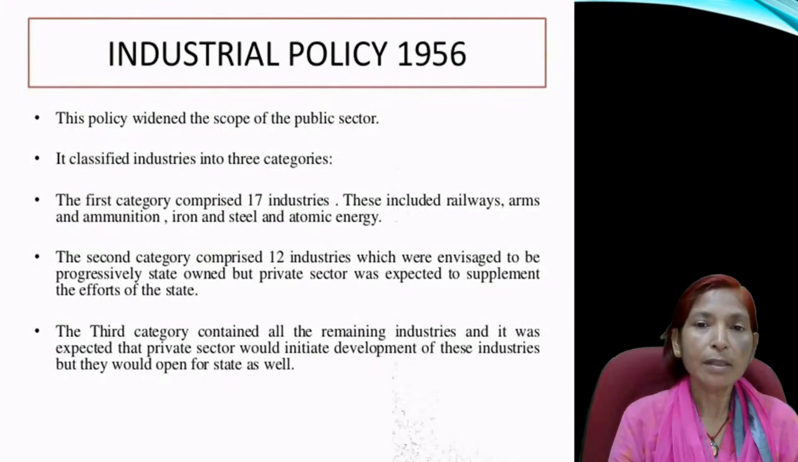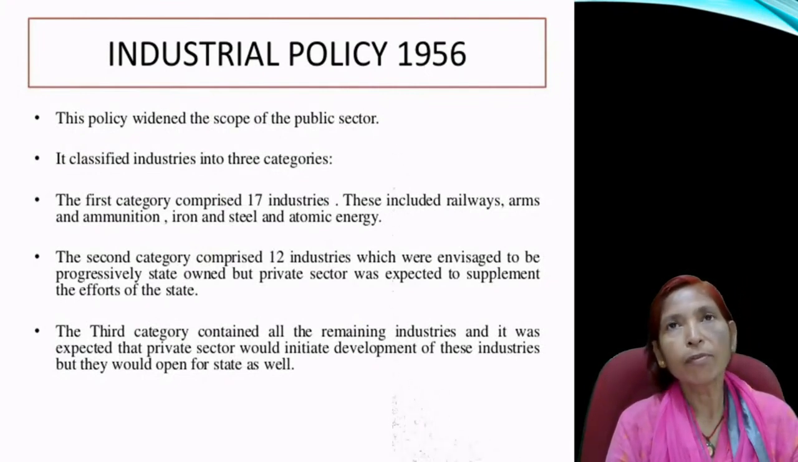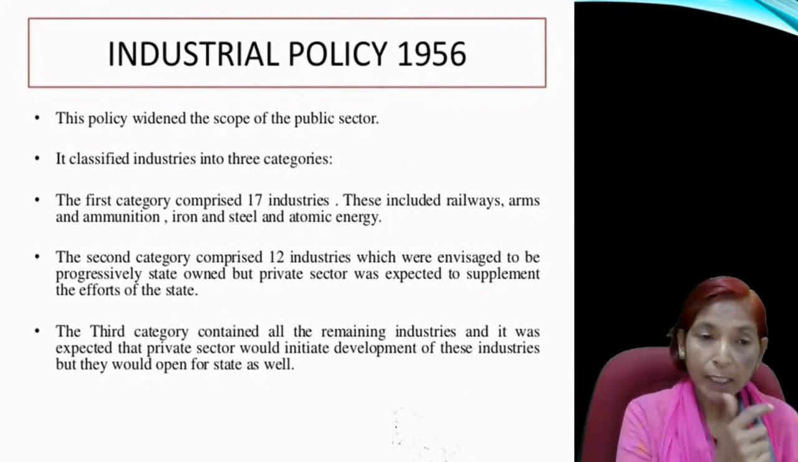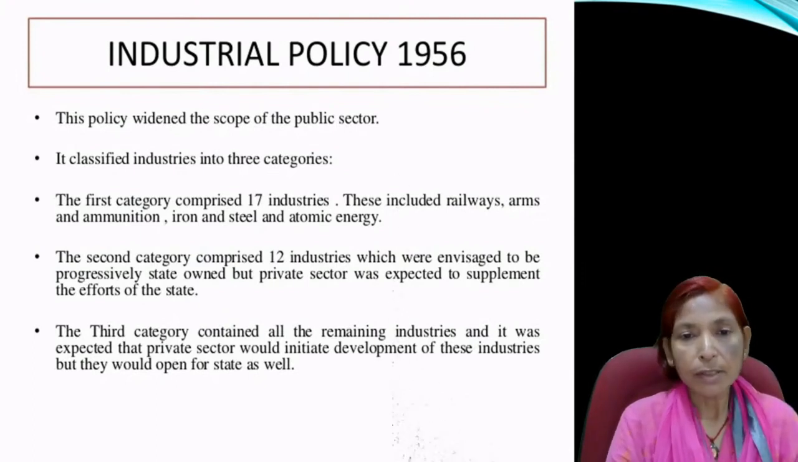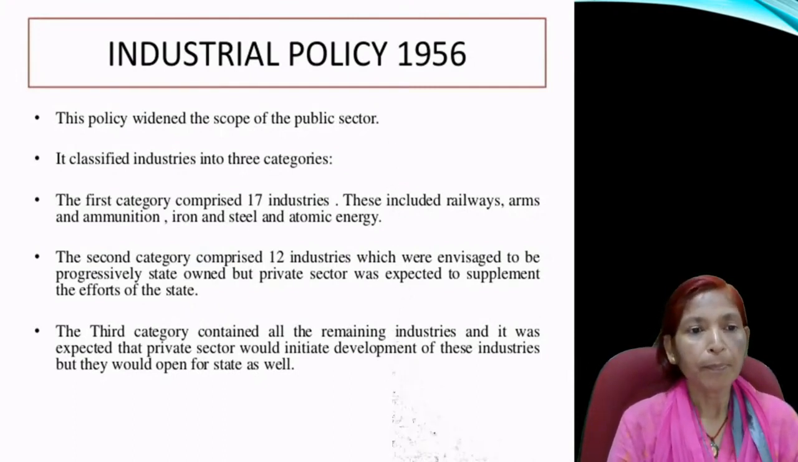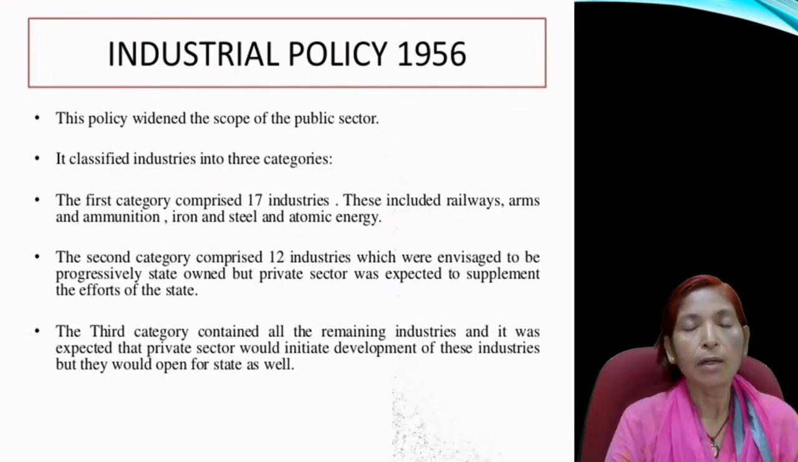Now in the 1956 Industrial Policy Resolution, this policy widened the scope of the public sector. It classified industries into three main broad categories. In the first category, 17 industries were comprised. These included railways, arms and ammunition, iron and steel, and atomic energy, all under state control.